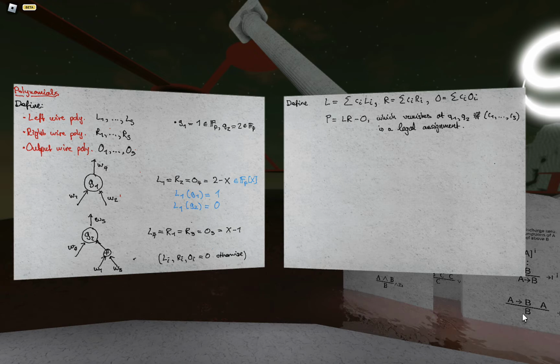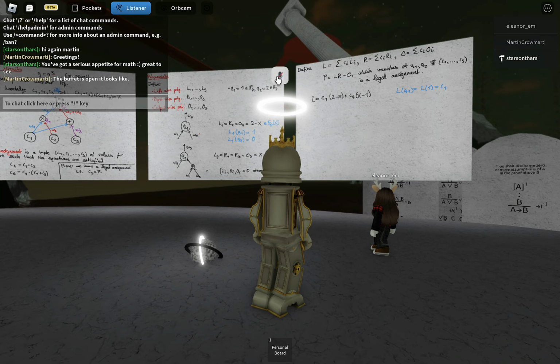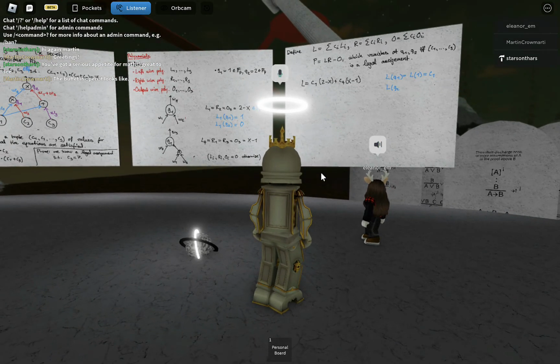Okay, so what do we have concretely? We had L is equal to C1 times L1, which was 2 minus x, plus C4 times L4, which was x minus 1. So what's L of G1? That's L of 1, remember, which is C1. L of G2 is C4.